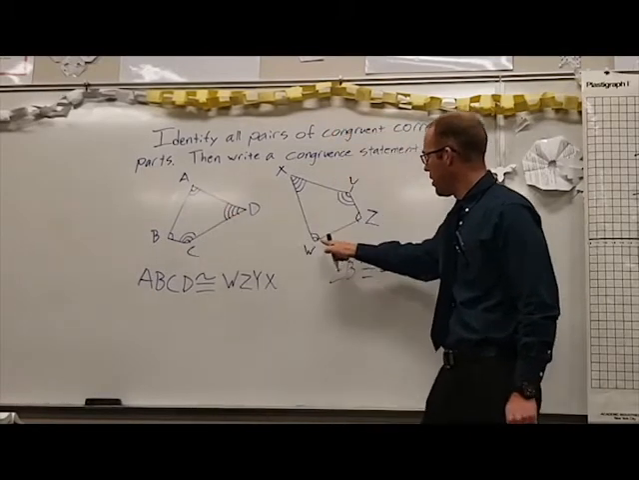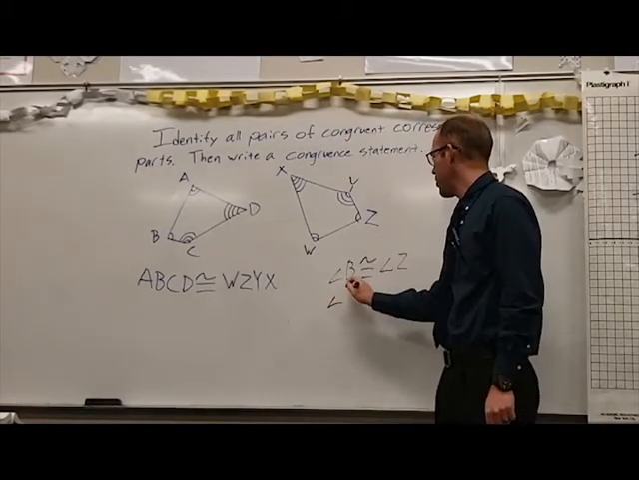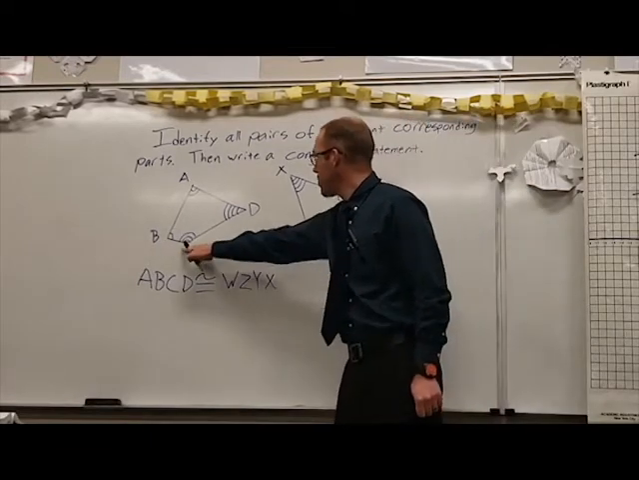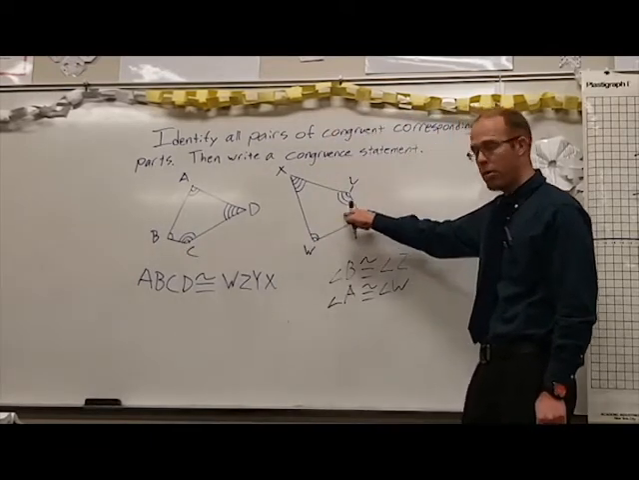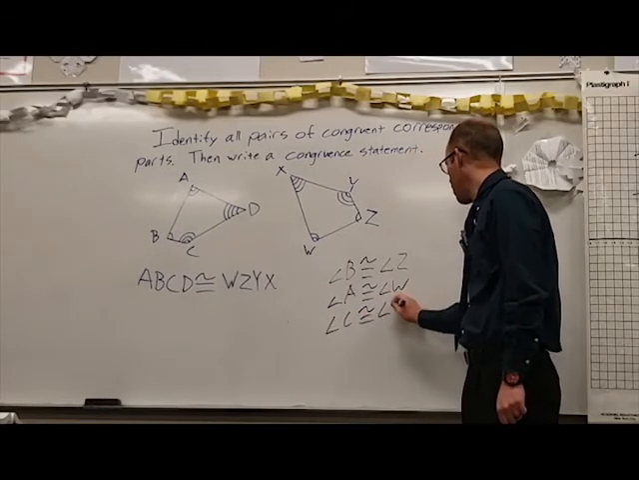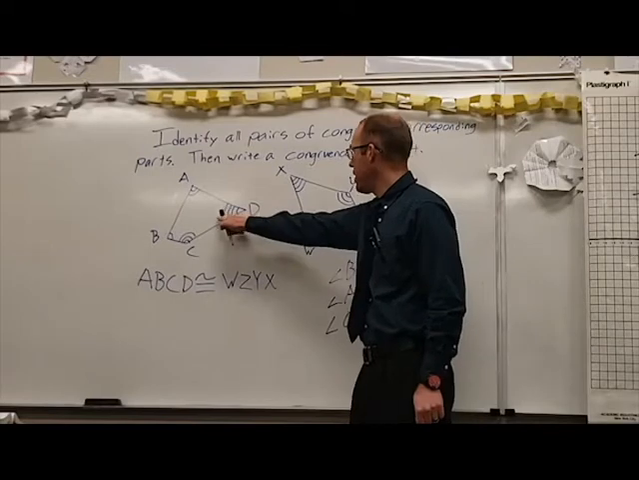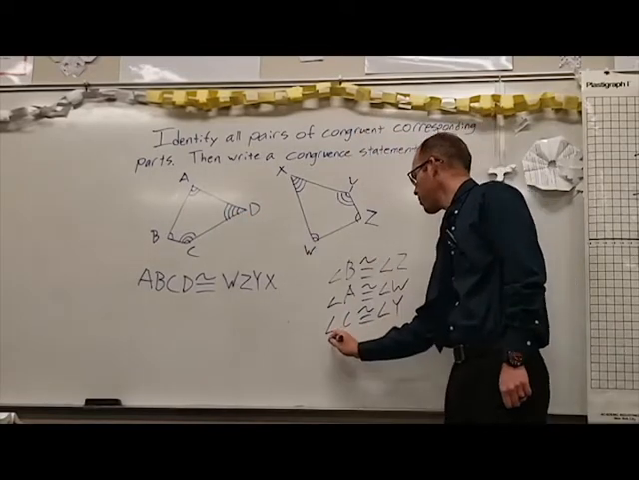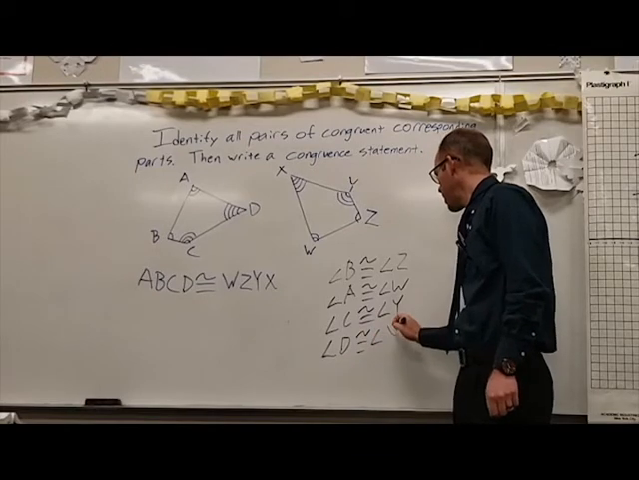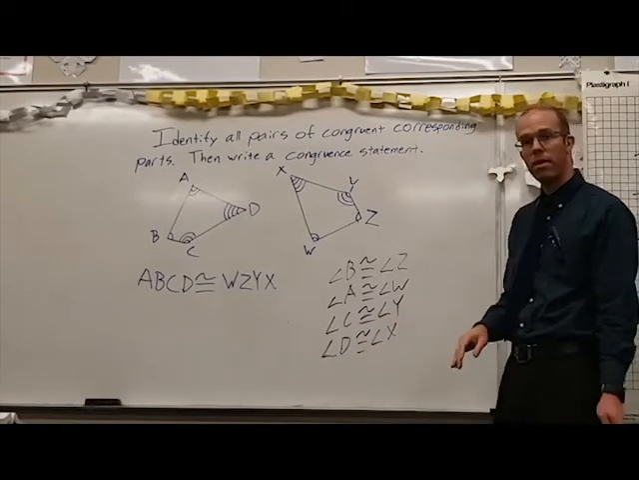Angle A and W both have 2, so angle A is congruent to angle W. Angle C and angle Y both have 3 arcs, so angle C is congruent to angle Y. And angle D and X both have 4 marks, so angle D is congruent to angle X. Now let's take a look at the sides.